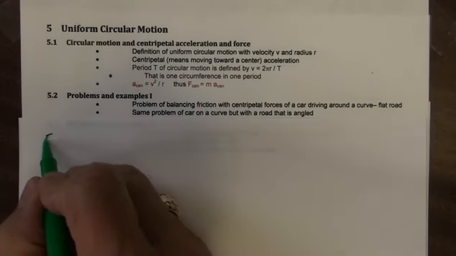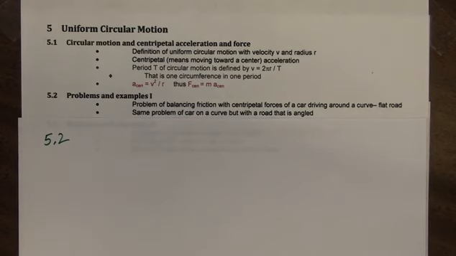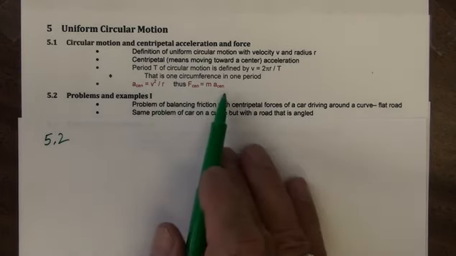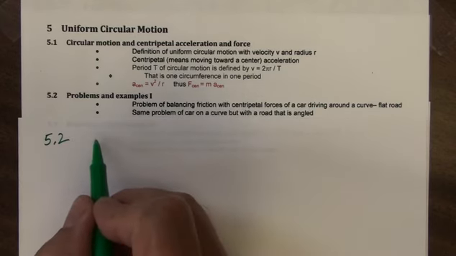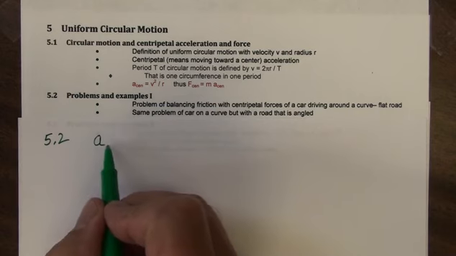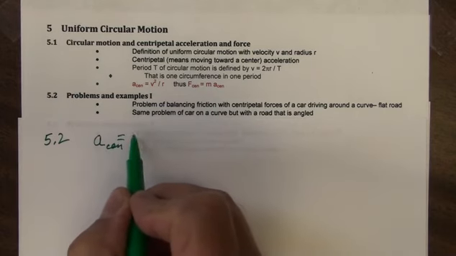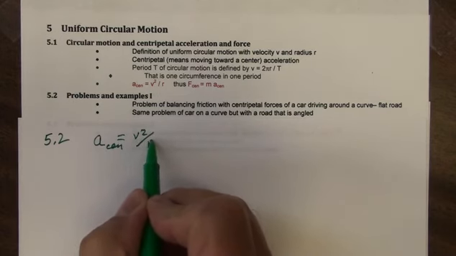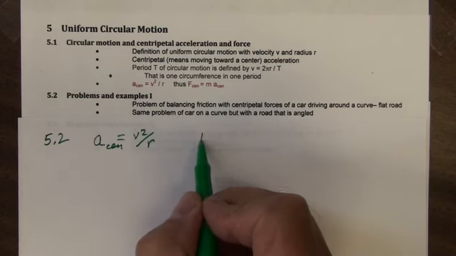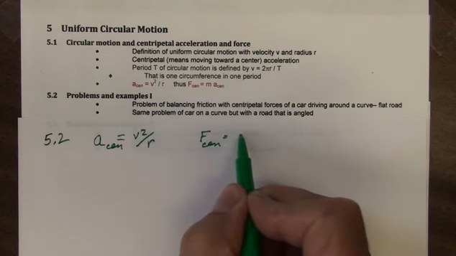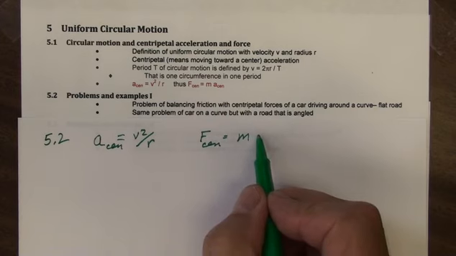This next section is 5.2, and we want to work some problems here that address the circular motion concepts that we previously had up here. The pertinent equations are the centripetal force, centripetal acceleration is v squared divided by r, and thus the centripetal force is mass times that centripetal acceleration.